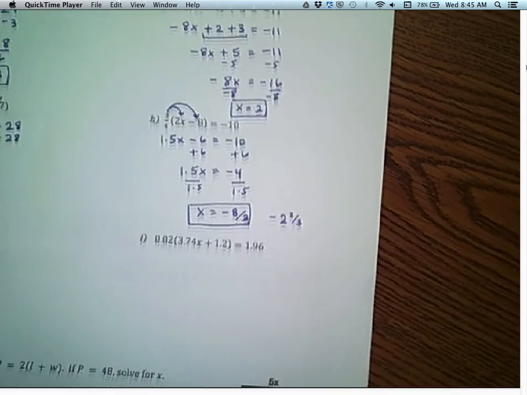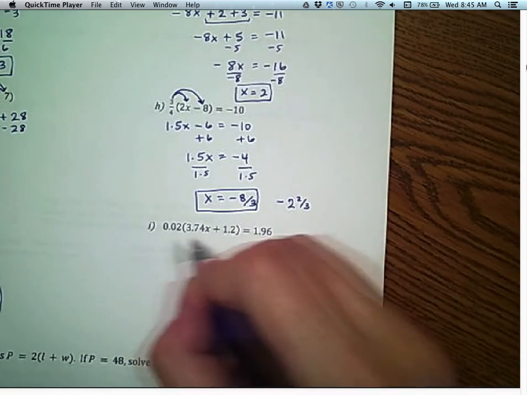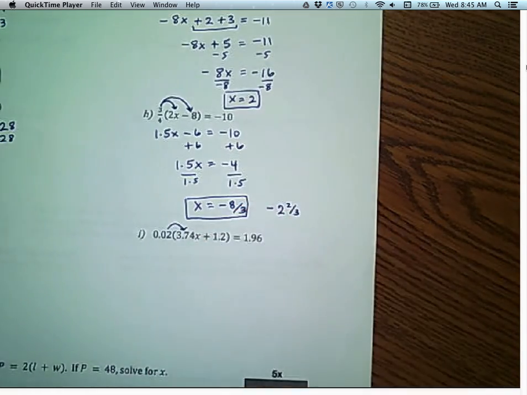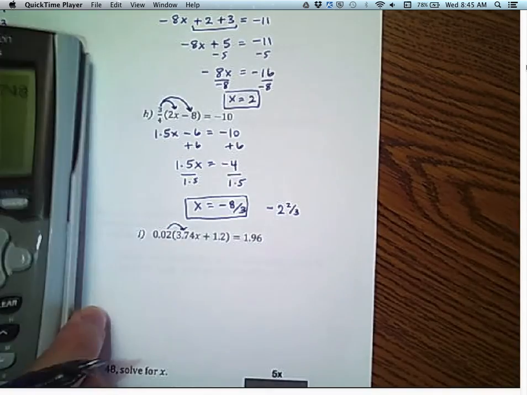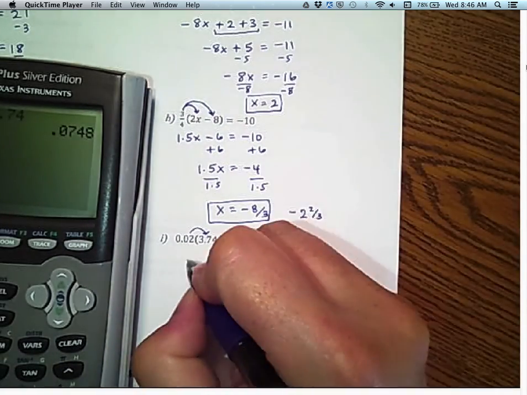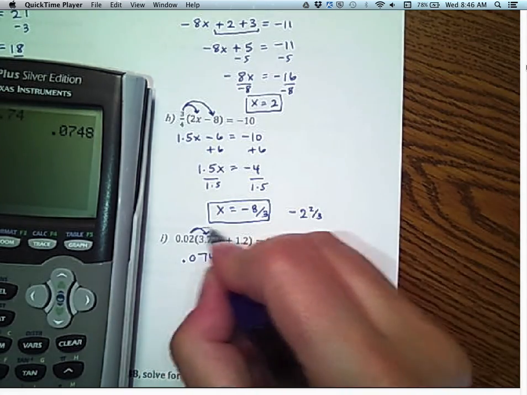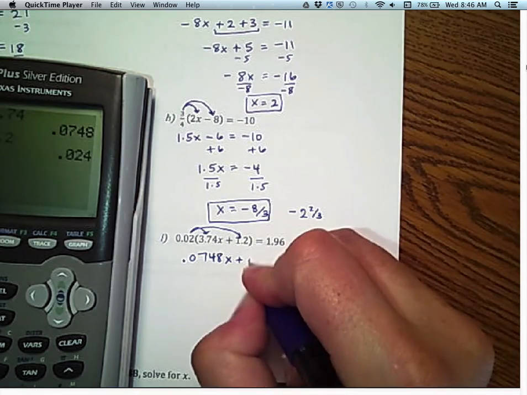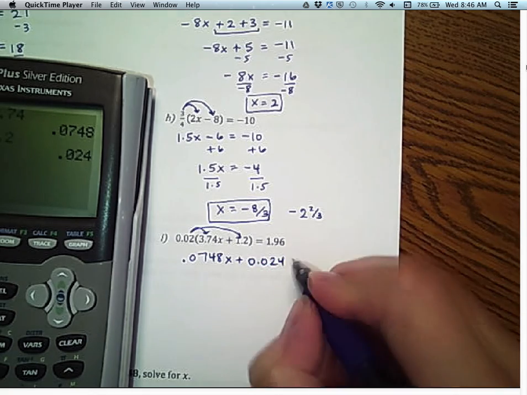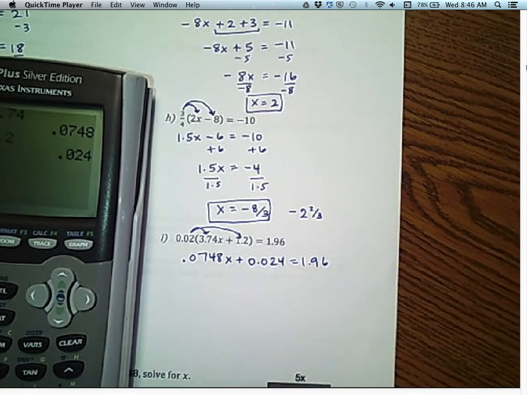All right, this last one that we have with distribution here has decimals in it. So let's take a look at what this does. Again, we're just going to be using our calculator though. Okay, 0.02 times 3.74 is 0.0748, it looks like. All right, 0.0748x plus, and now we're going to do this part right here, 0.02 times 1.2, which is 0.024, okay, equals 1.96.